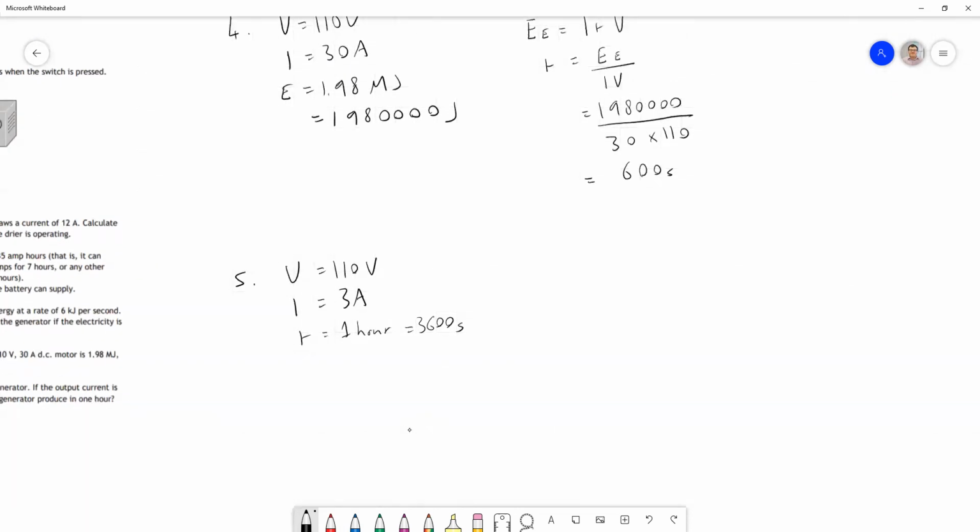And this is maybe a bit more straightforward after the last 2. It's returning to use our formula as we've been doing from the beginning and just substituting in values for I, T, and V. So we're going to have 3 times 3,600 times 110. That gives us our answer in joules. And the answer we get out here is 1,188,000 joules. And that's our answer to question 5.